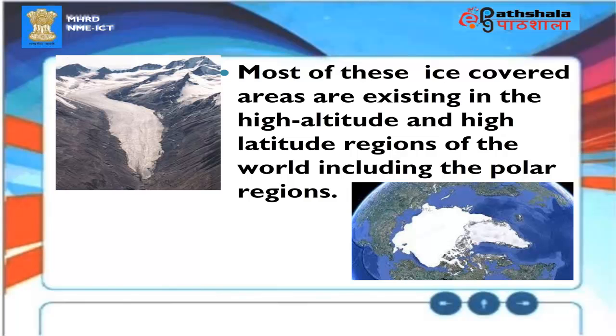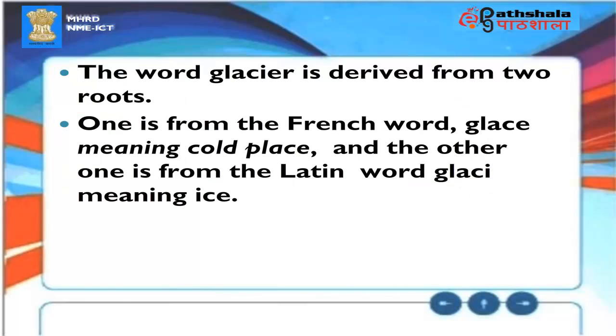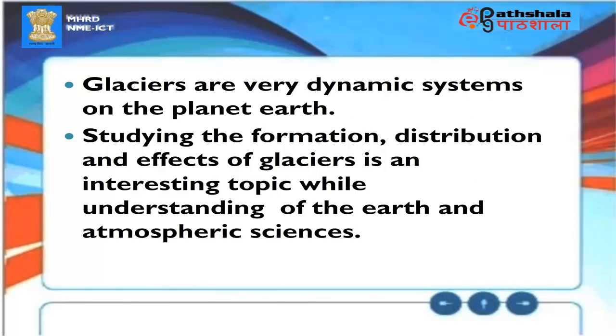polar regions. The word glacier is derived from two roots. One is from the French word glace, meaning cold place, and the other one is from the Latin word glaciae, meaning ice. Glaciers are very dynamic systems on the planet Earth.